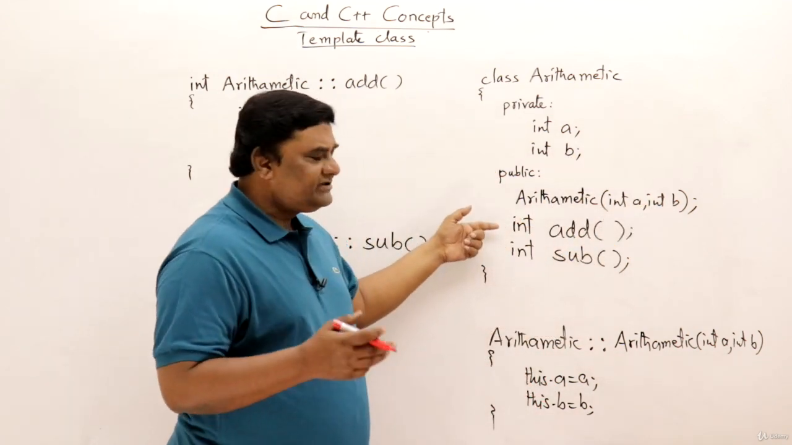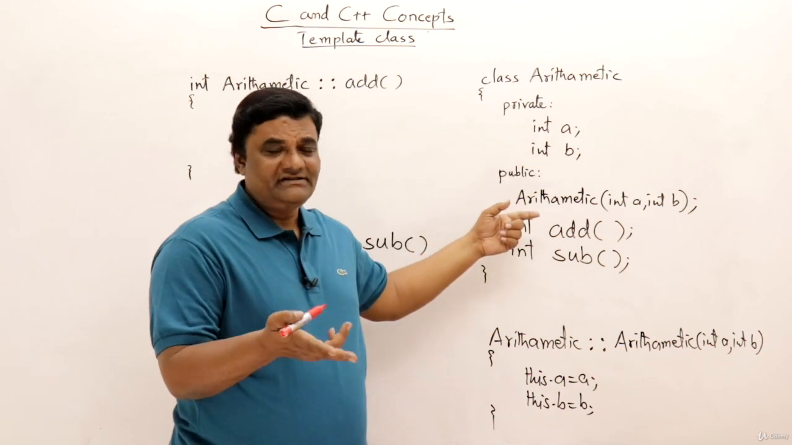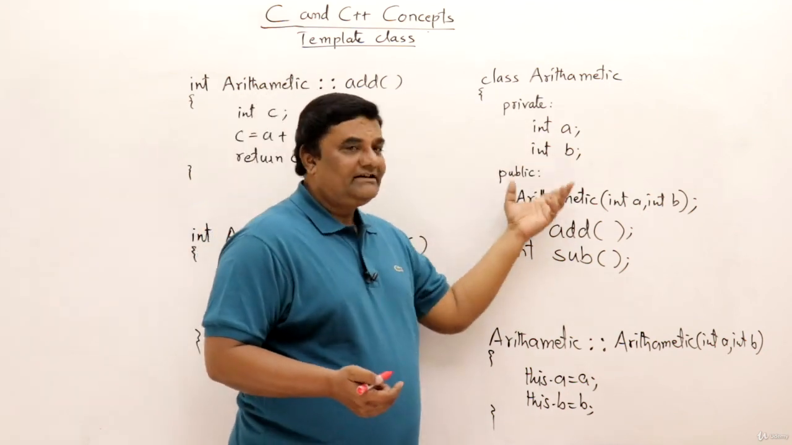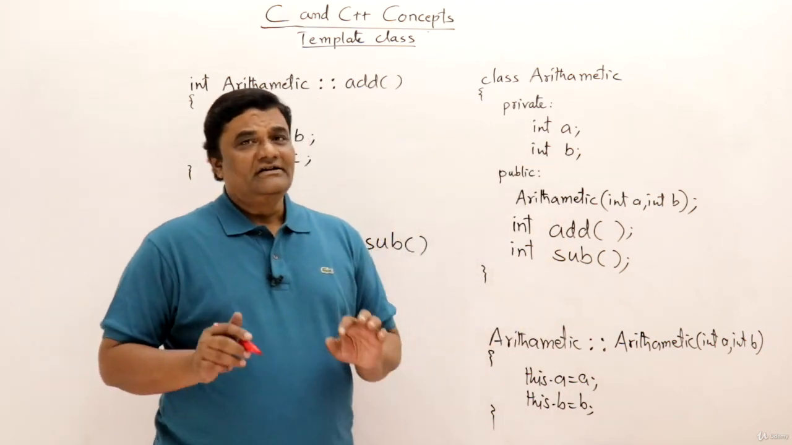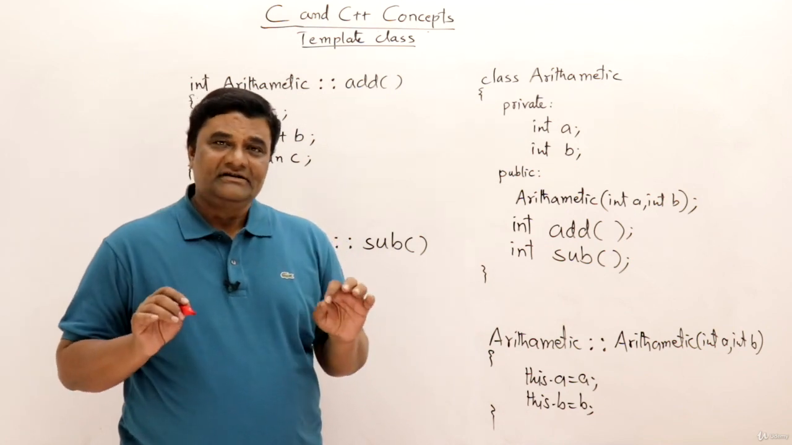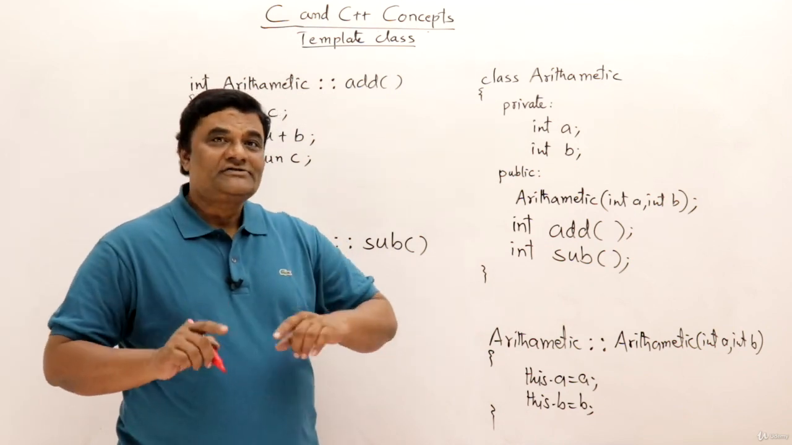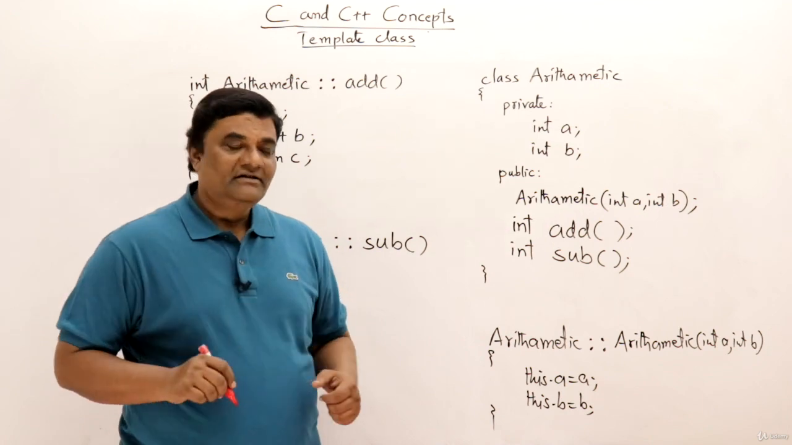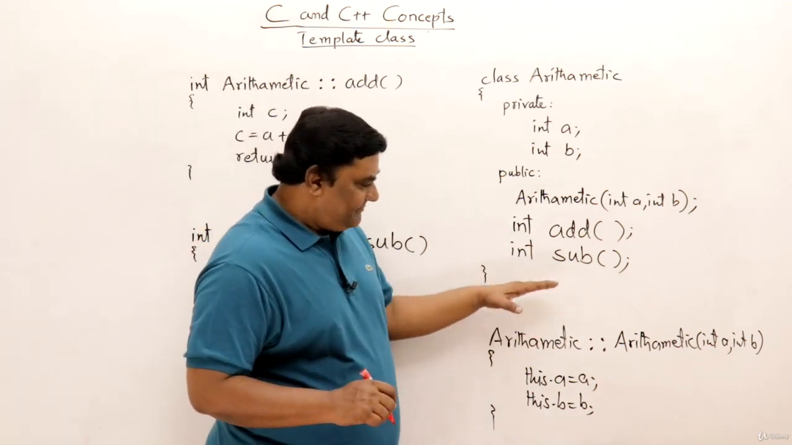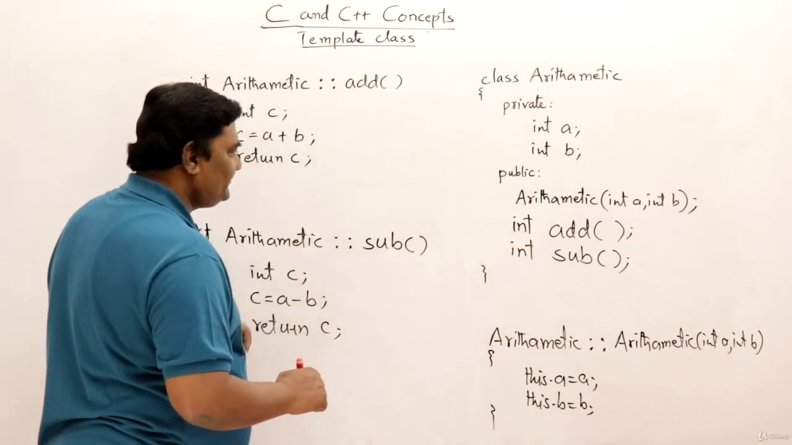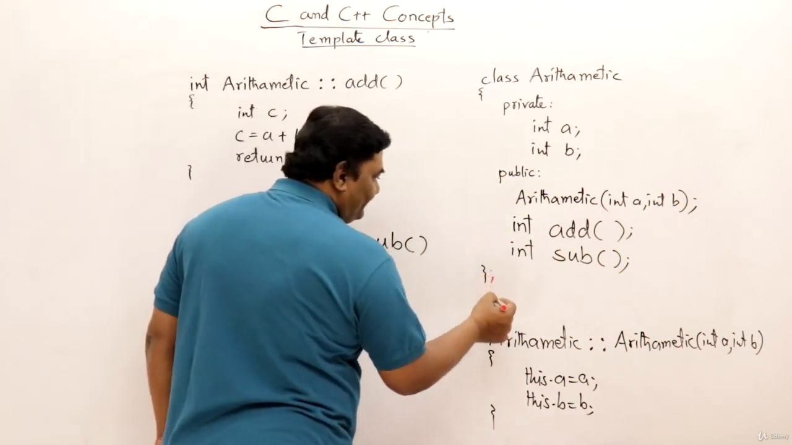Then I have just two simple functions for adding those two numbers and returning the result, and subtracting those two numbers and returning the result. So this is a simple arithmetic class, right? So that we can focus on the template. Now next, here I have implemented all these functions outside the class using the scope resolution operator. This is the end of the class.